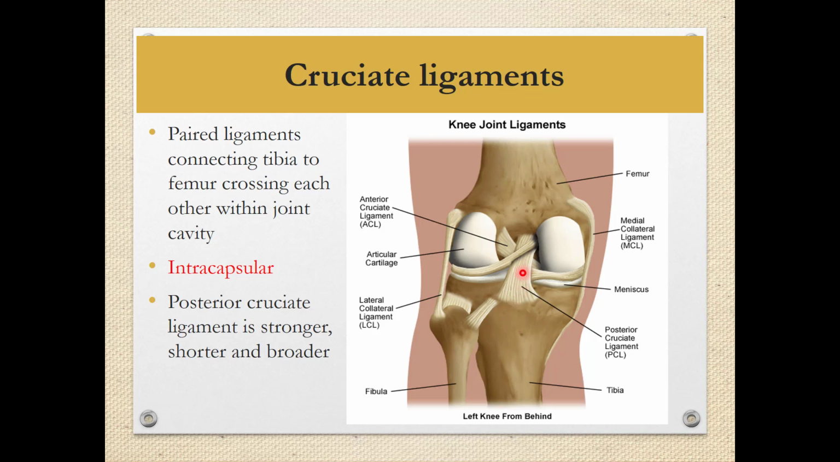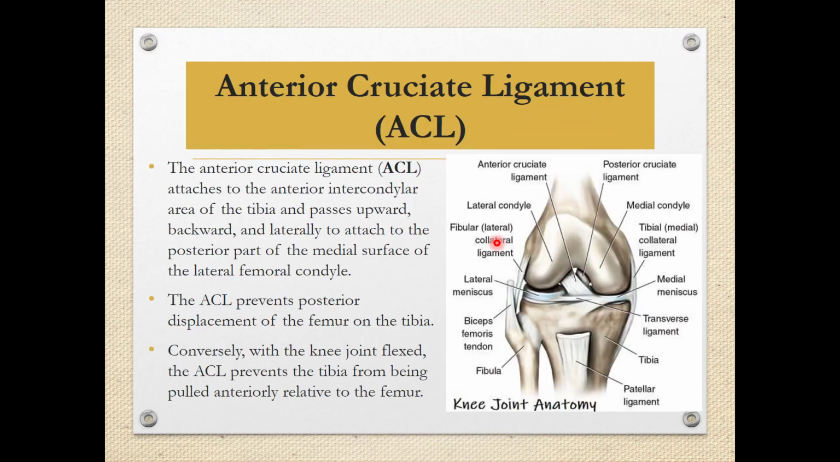It is shorter and broader as compared to the anterior cruciate ligament. First of all, we will discuss the anterior cruciate ligament. See here, this is the anterior cruciate ligament and this is the anterior surface of the knee joint. The anterior cruciate ligament, also named as ACL, is attached to the anterior intercondylar area of the tibia. Remember this thing, that these cruciate ligaments are named according to their attachment with the tibia.